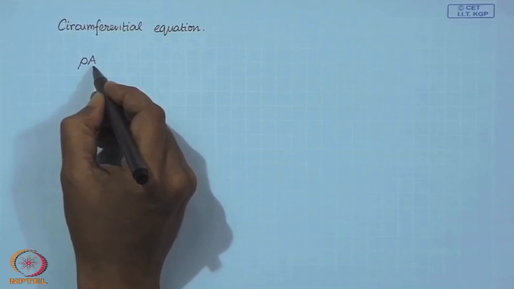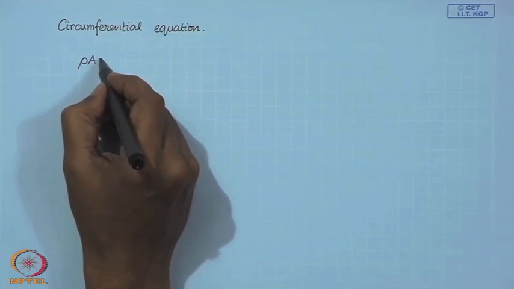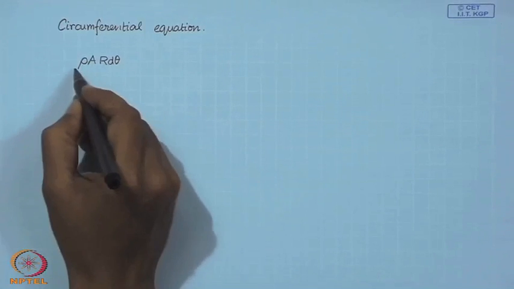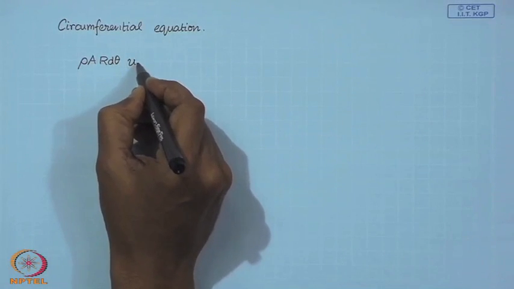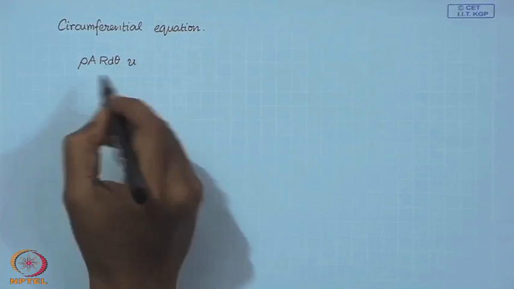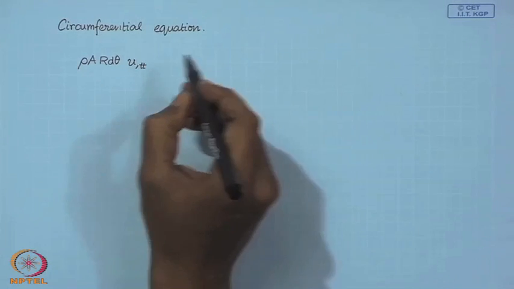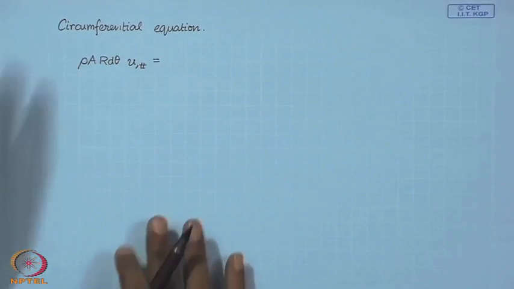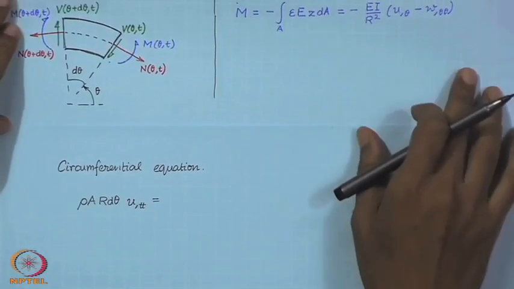rho a is mass per unit length. So, r d theta is the small length of that element. So, this is the mass of the little element times u, the circumferential motion or the field variable, so the acceleration, and that must be equal to the forces in the circumferential direction. So, let us refer to this figure once again.